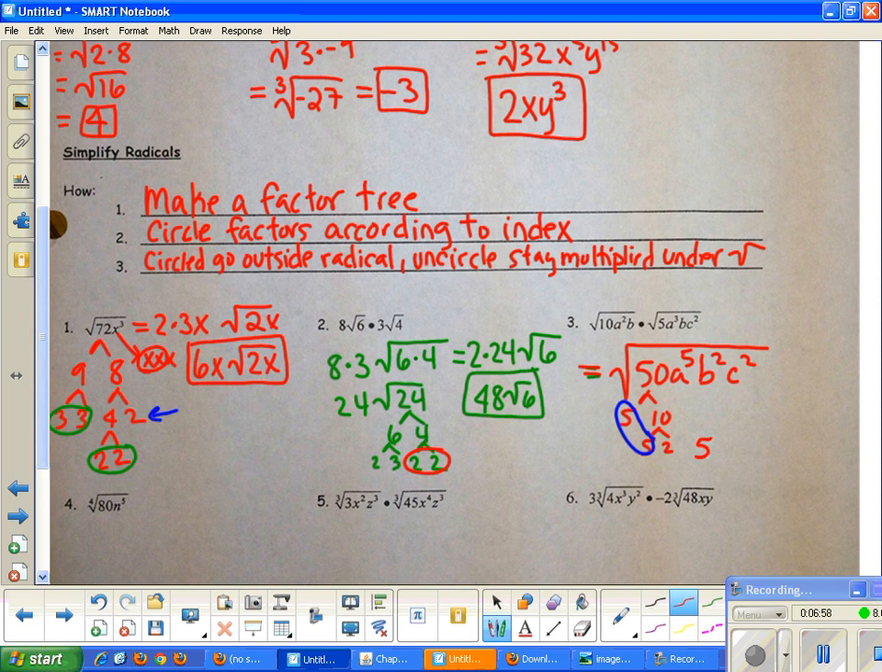So index is 2. If I have a to the 5th, that means that I can take out a squared. B to the 2nd means I can take out 1b, because that's a group of 2 b's, and a group of 2 c's, so this would be b, c. And then underneath my square root, I'm left with 2, and then I know that a squared, 2 times 2 would be 4. That means I have 1 left over. Or if it helps to write it all out, a to the 5th, you have 1 group, 2 groups, that's why it's a squared on the outside, and 1 left underneath the radical that's uncircled.